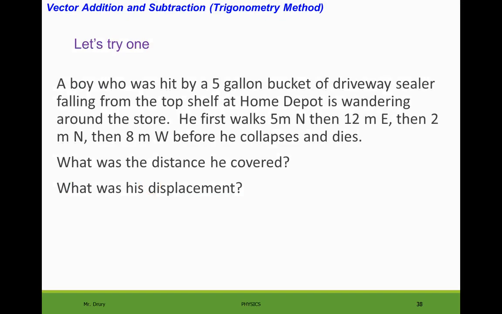All right, so that problem was a little sick. Poor kid got killed. So let's try another one and bring him back to life here.